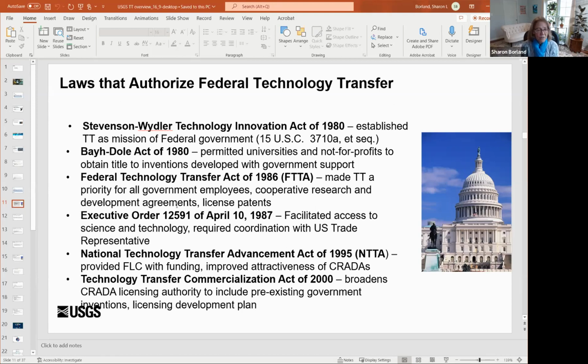The Executive Order 12591 facilitated access to science and technology for state and local governments and academic institutions. And then the National Technology Transfer Advancement Act provided FLC, that stands for Federal Laboratory Consortium, with funding, and also improved some of the provisions in CRADAs that are more attractive to private industry.